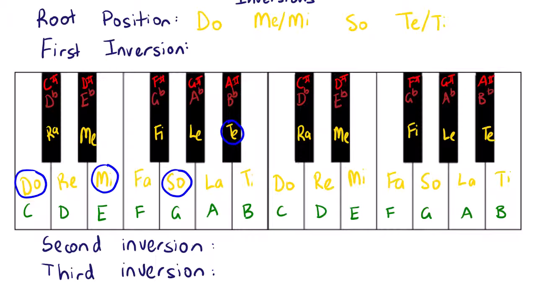For the first inversion, I would instead make it me or mi, so, te or ti, and do. Mi, so, te, and do. This is C dominant 7 first inversion. C is do. It's a dominant 7 chord because it's do, mi, so, te, and it's first inversion because mi is on the bottom.